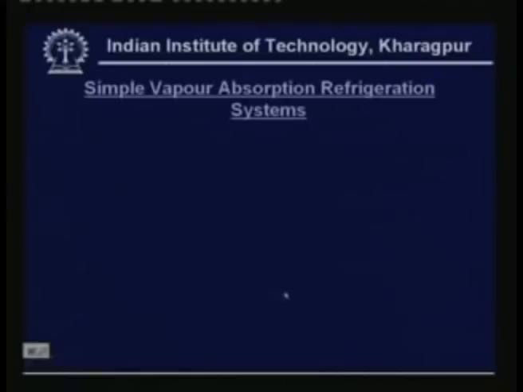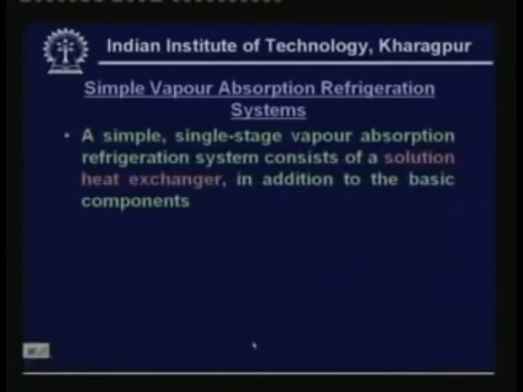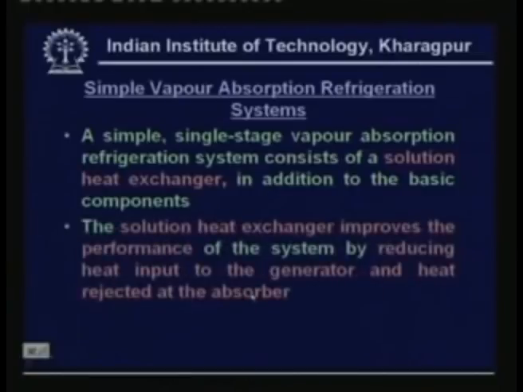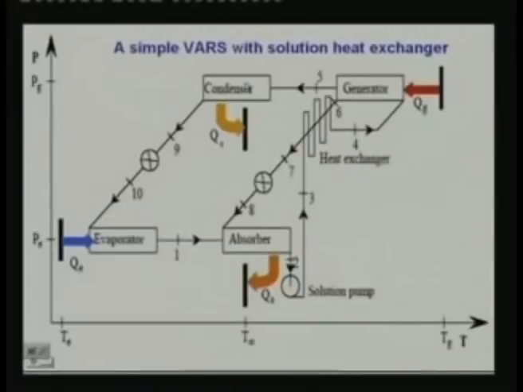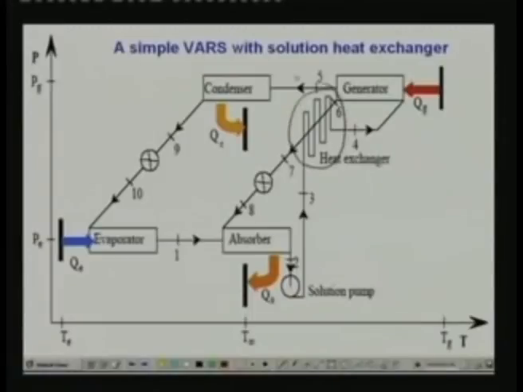Now, let us look at simple vapor absorption refrigerant systems. A simple single stage vapor absorption refrigerant system consists of a solution heat exchanger in addition to the basic components. The solution heat exchanger improves the performance of the system by reducing heat input to the generator and heat rejected at the absorber. That means the only difference between the earlier basic system and this simple practical system is the addition of one component, called the solution heat exchanger.